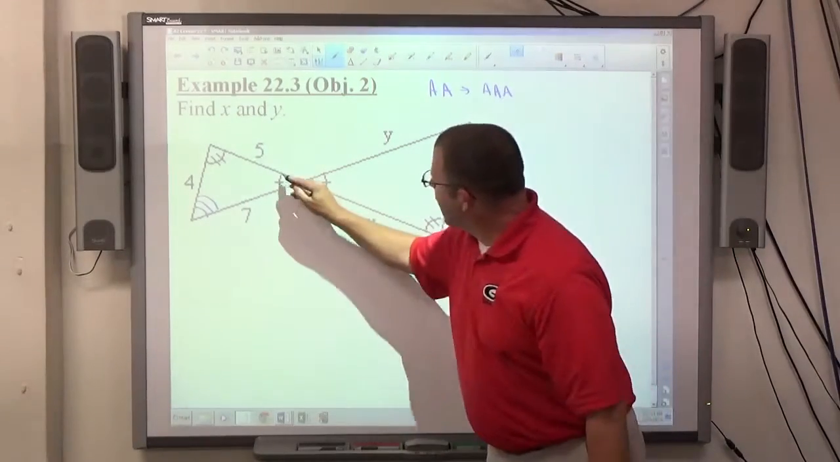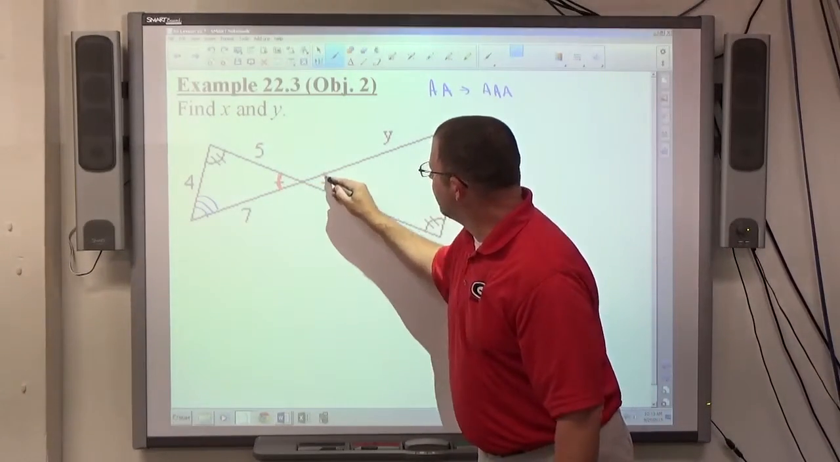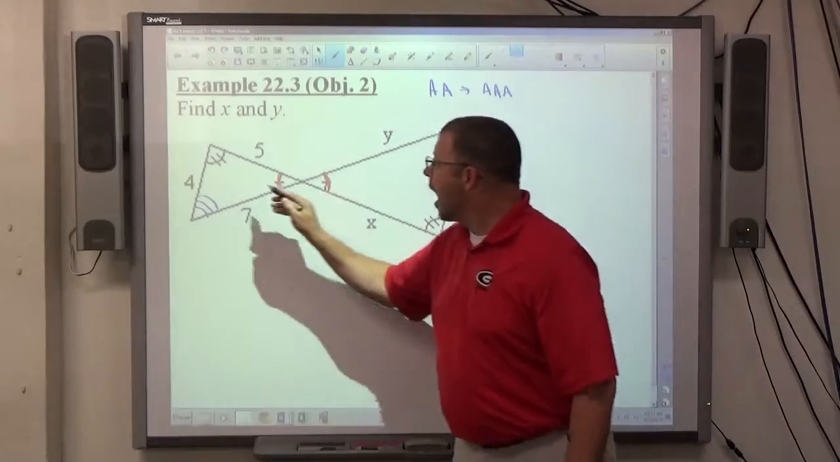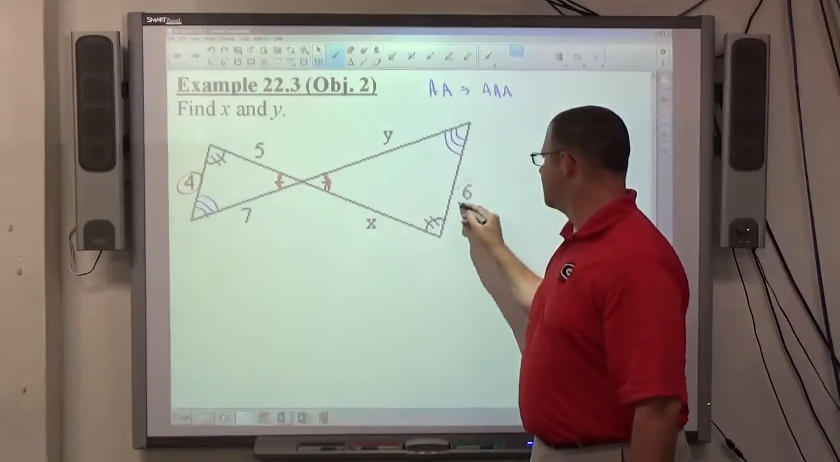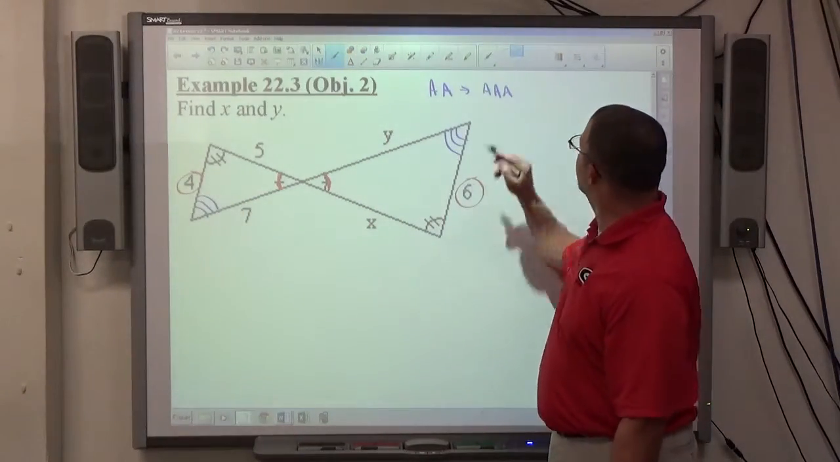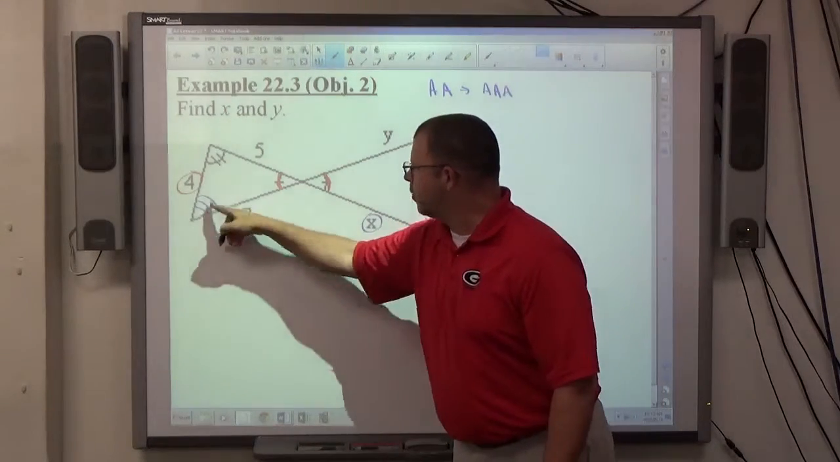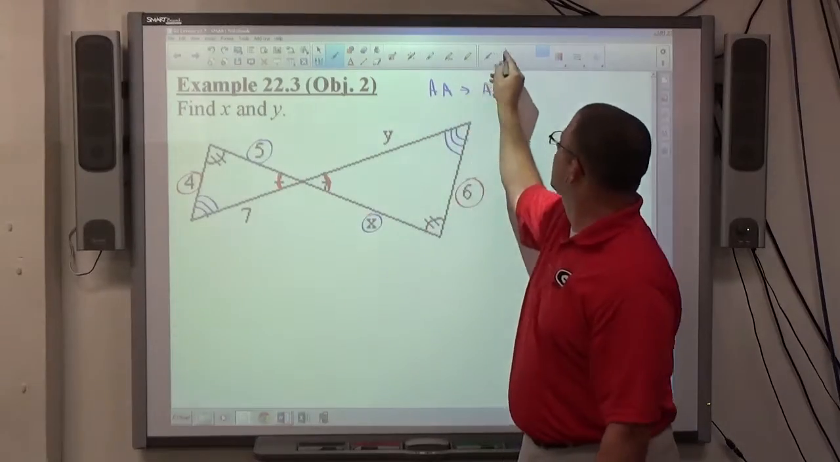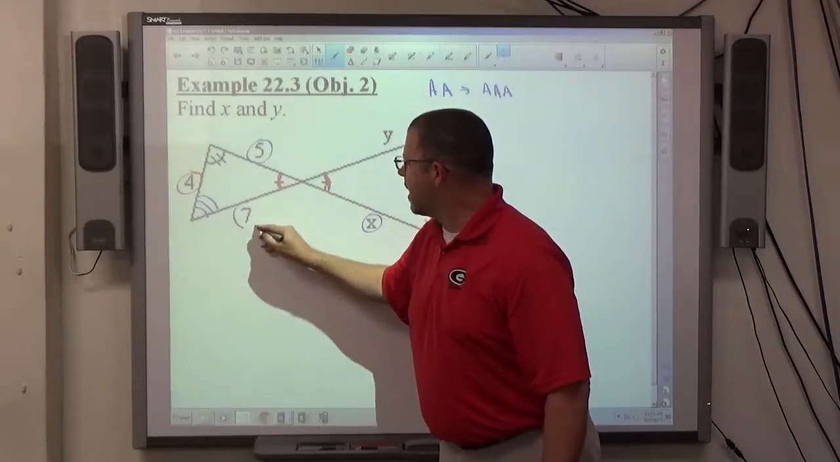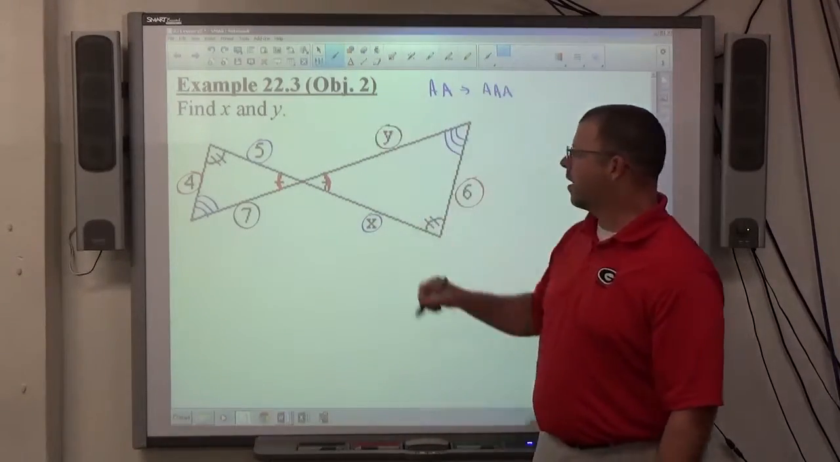I'm going to use a red pen for this angle, just to use some different colors. So, I know that 4 and 6 correspond to one another. I know that opposite the blue angle x and opposite the blue angle 5 are corresponding to each other. And opposite the black angle 7, opposite the black angle y correspond to one another.